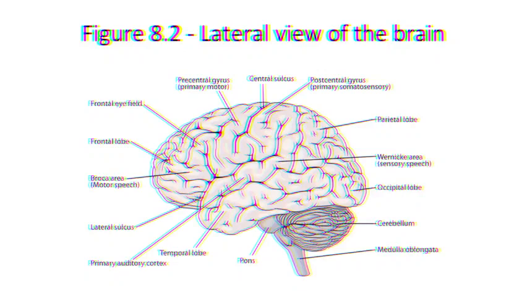This is figure 8.2, which again is a lateral view of the brain. And as we discussed in section 1 of this chapter, Wernicke's area is right here. And recall that this is the superior temporal gyrus.